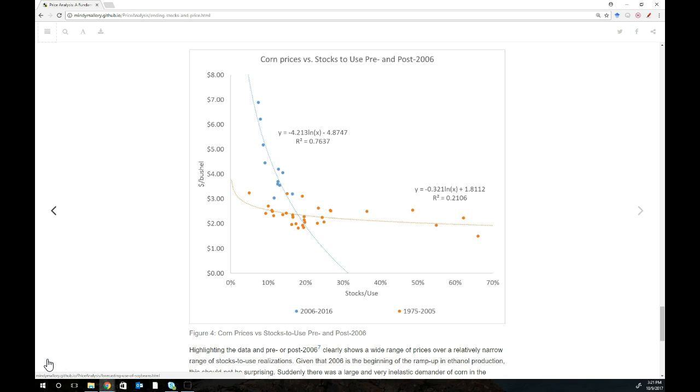If you think for a second about what fundamentally has changed in a very large way since 2006, of course that has been the rapid ramp up in ethanol production. Since we've seen this very large and inelastic demander of corn for corn-based ethanol, it's not surprising that we haven't seen any extreme examples of stocks to use ratio, and we have seen fairly volatile prices in the events where stocks have been around the 10% stocks to use range.